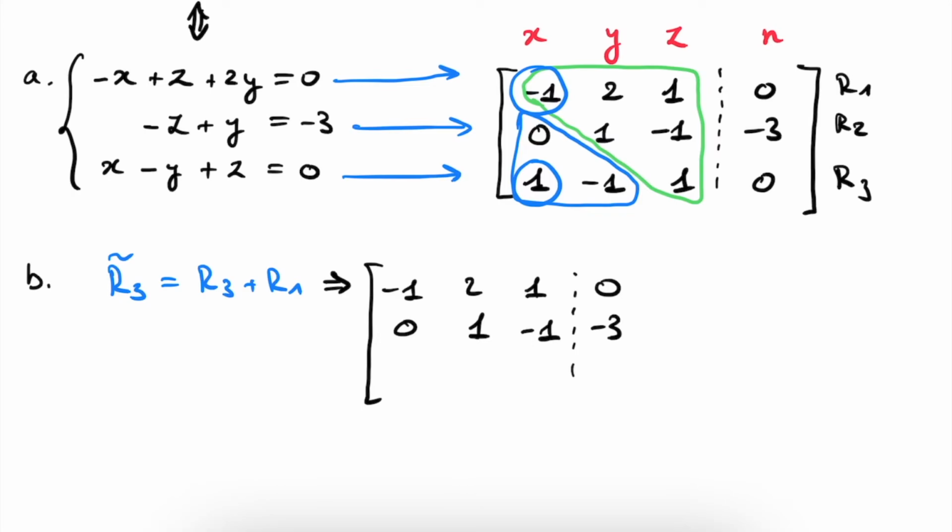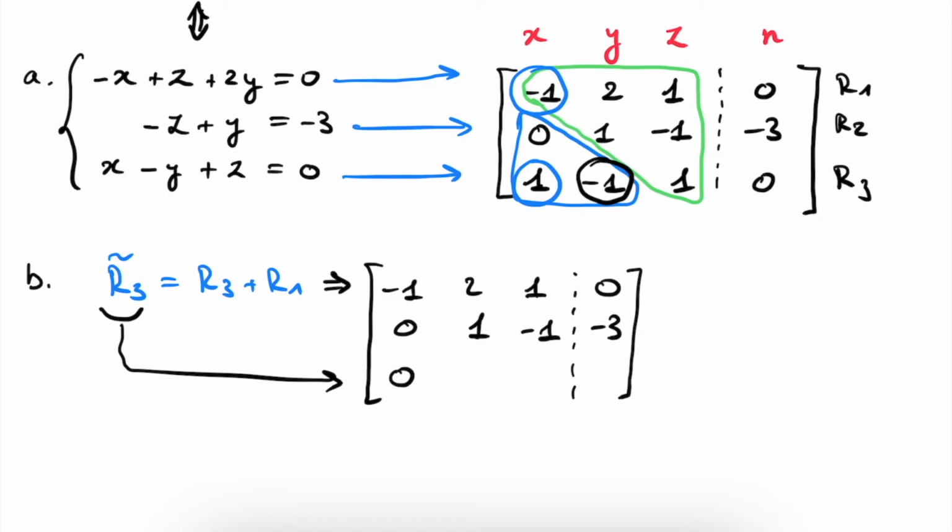However, the third row will be different, because we see that the new third row, which we write right here, is the old third row plus the old first row. So what does this mean? For the first element, we have of course 1 minus 1, which is of course 0, which is why we did this operation in the first place.